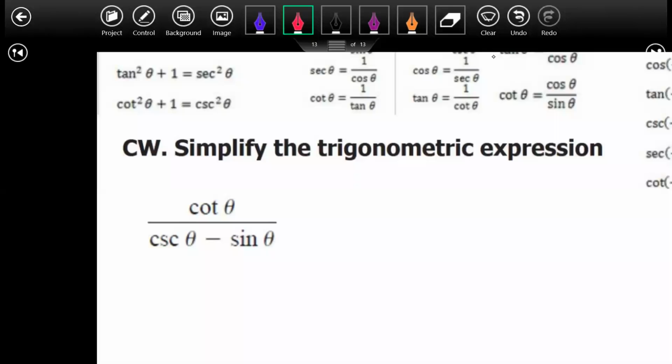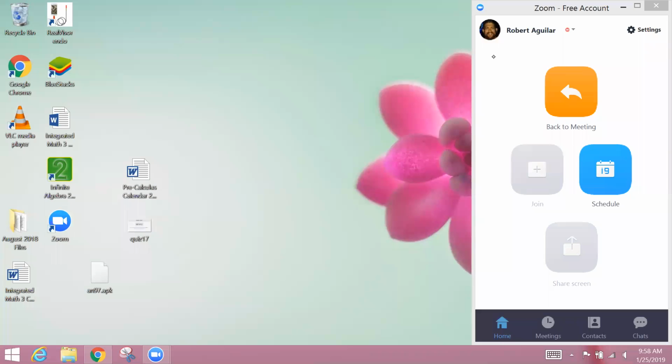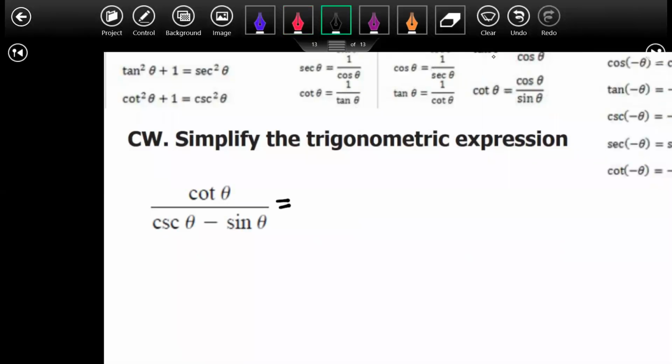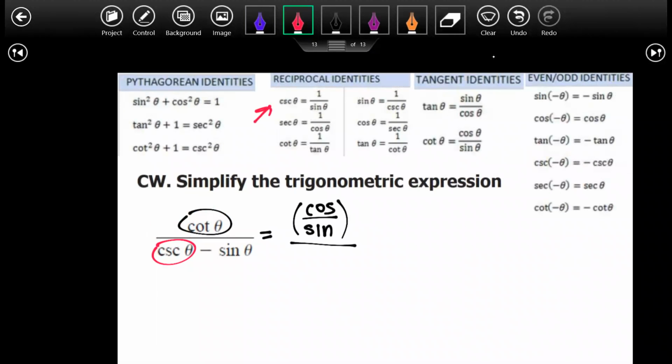Okay. We'll get you started. First step here. Convert cotangent, cosecant, one over sine. Do I need to convert sine? No. Oh, I got it right. I'm going to put it 1 over 1 like that.